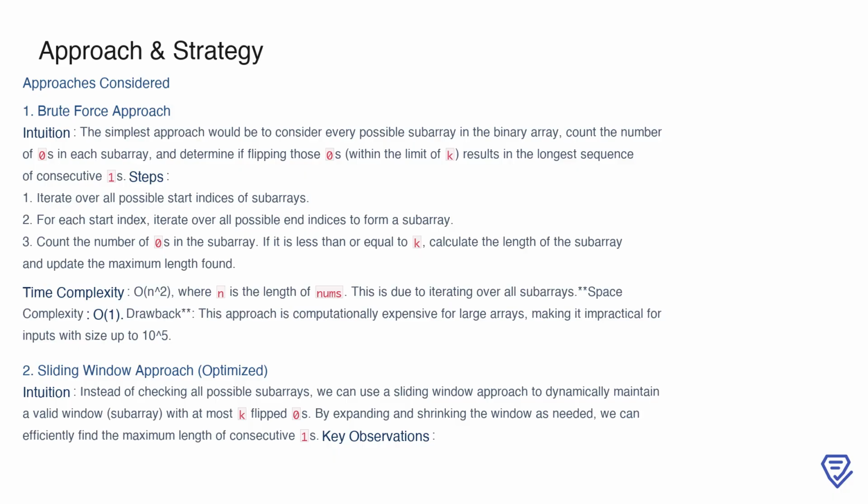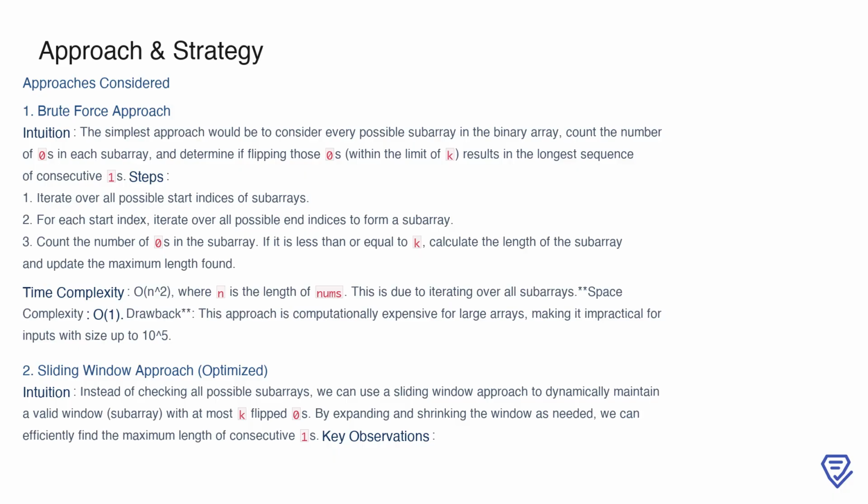First, iterate over all potential starting indices of subarrays. Then, for each starting index, iterate over all possible ending indices to form subarrays. Within each subarray, count the number of zeros. If that count is less than or equal to k, calculate the subarray's length and update the maximum length we've found so far. However, while this approach is conceptually simple, it is computationally expensive.